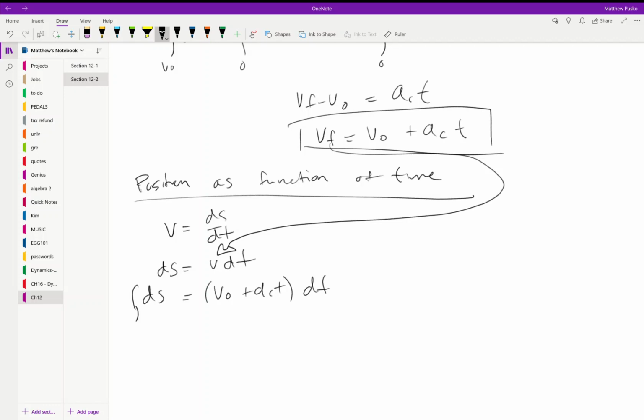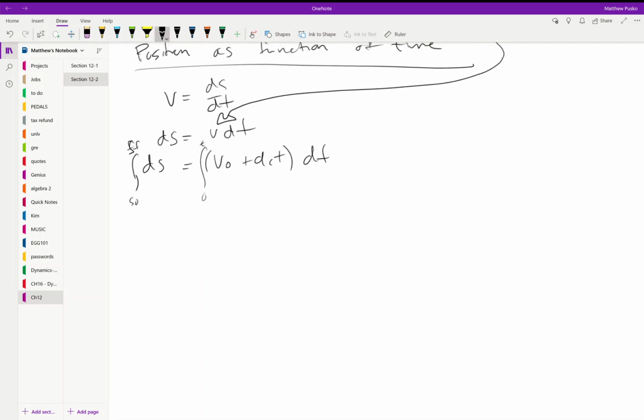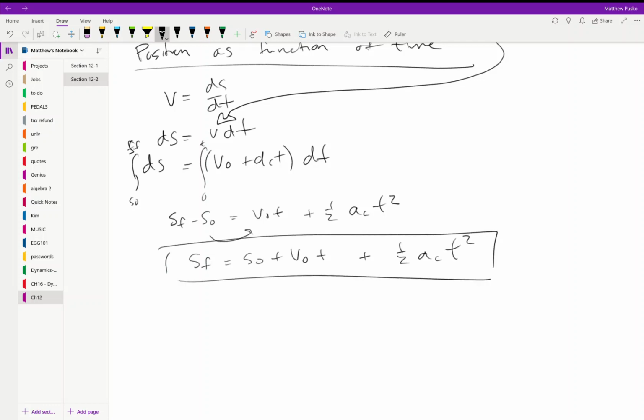Now I can integrate from some s naught to some s final, and from 0 to some t, and we get s final minus s naught is equal to v naught times time plus 1/2 acceleration times time squared. Move this to the other side, and you have seen this equation before. You might not have known where it came from though. So these only work for constant accelerations. Keep that in mind.